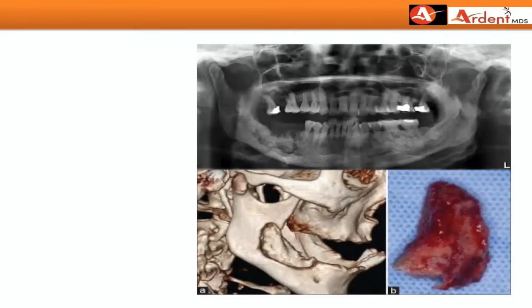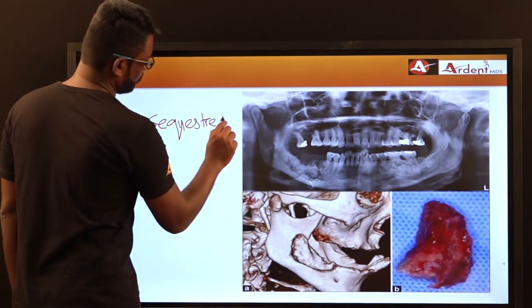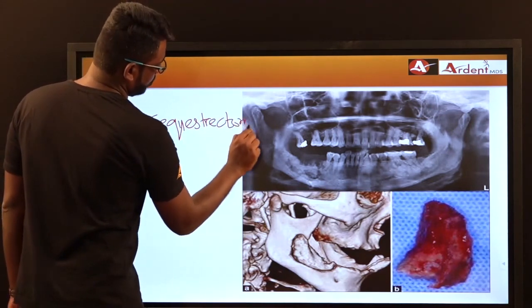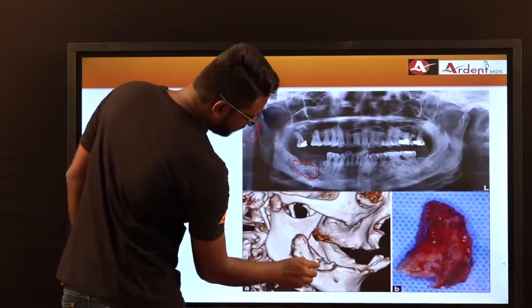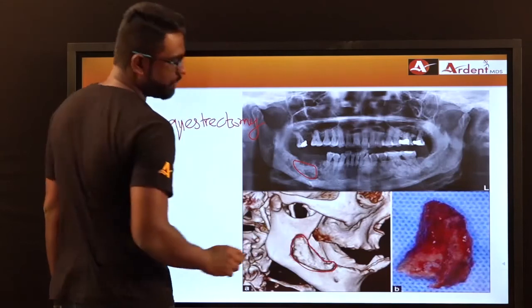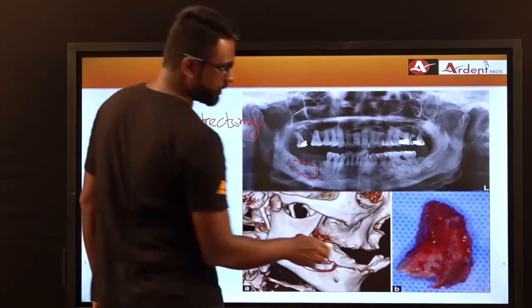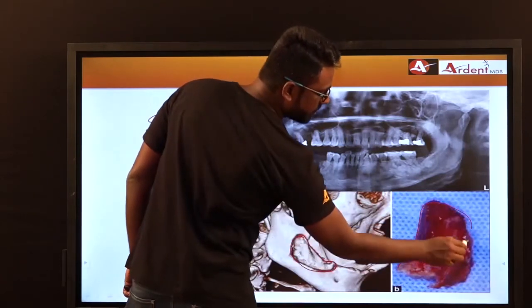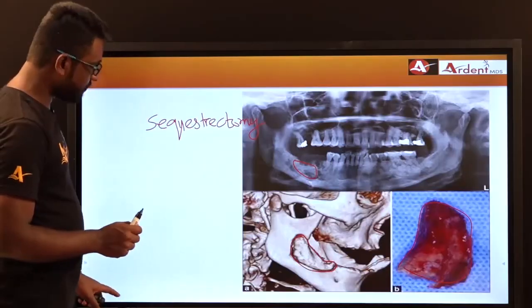So this is the procedure that I was talking about, the sequestrectomy. You can see the sequestrum here. In CT, you can very well appreciate it. So the process of removing the sequestrum, that is the dead non-viable bone, is known as sequestrectomy. This is the sequestrum that we have removed. This is the procedure of sequestrectomy.